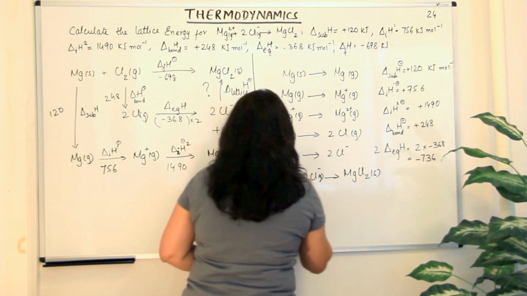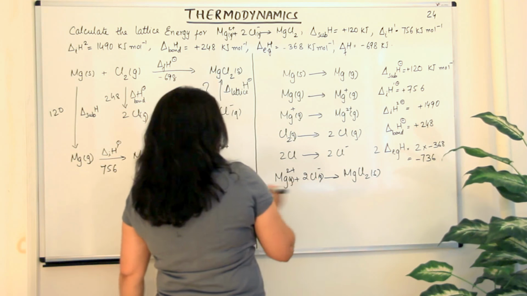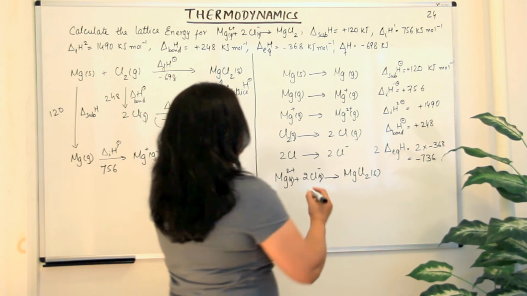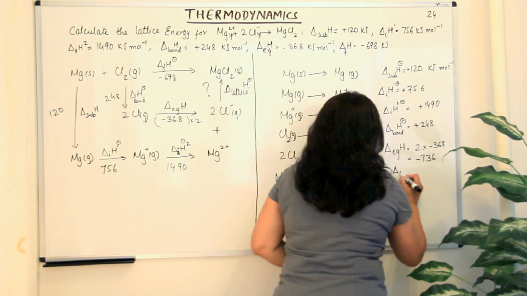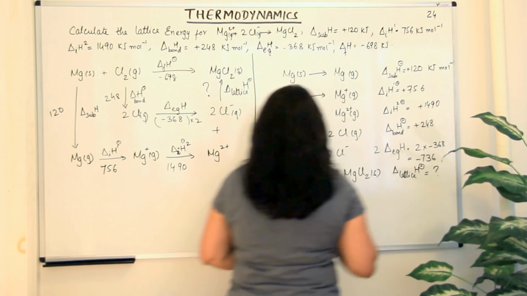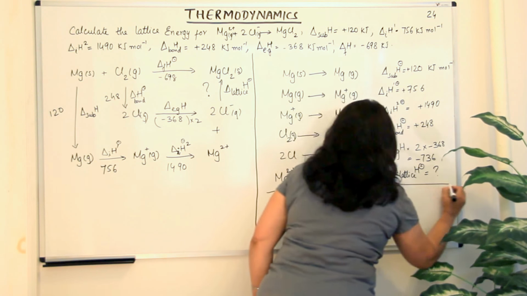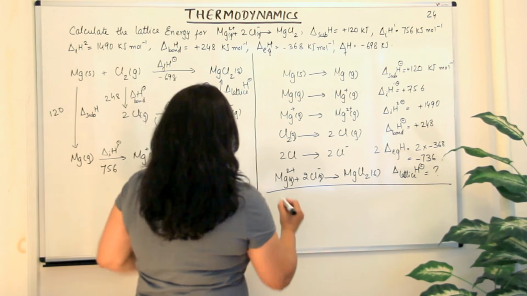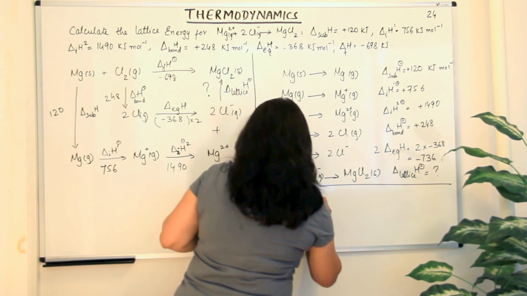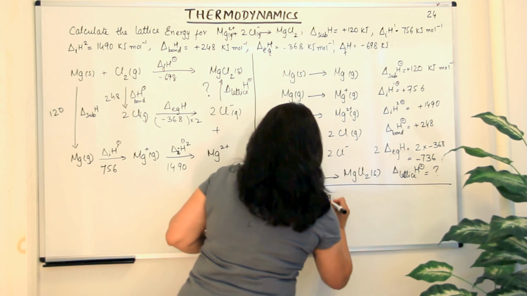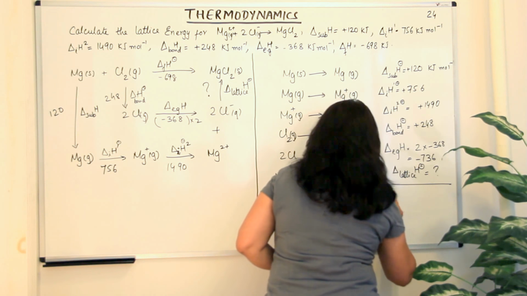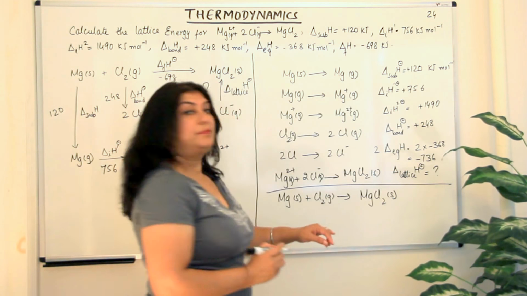This is gaseous, and this is the reaction, and the enthalpy of this step actually is the lattice enthalpy that we are looking for. And what is the overall reaction that took place? The formation. We said that we started with magnesium in the solid state and chlorine in the gaseous state, and it got converted into MgCl2 in the solid state.